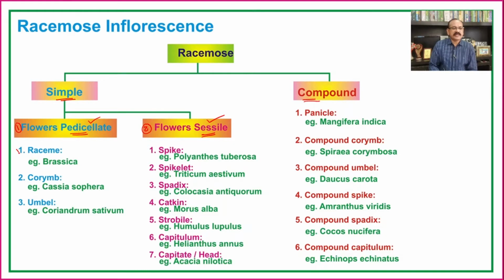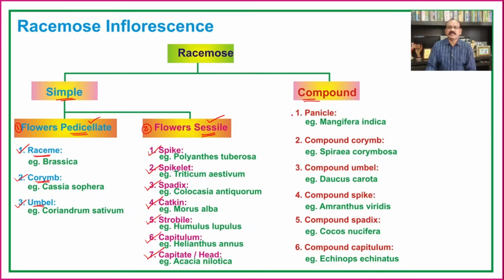In the first, that is the simple type of inflorescence developing pedicellate flowers, it is again classified into three types, that is racemose inflorescence, then second one corymb inflorescence, and third one is umbel inflorescence. And when there is a development of sessile flowers, they are classified into the spike, spikelet, then spadix, catkin, strobile, capitulum, and capitate or head type of inflorescence.